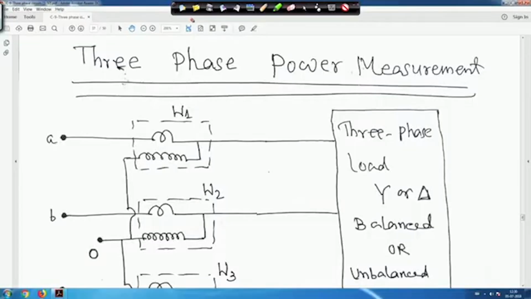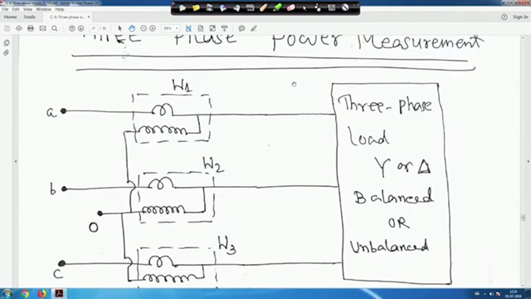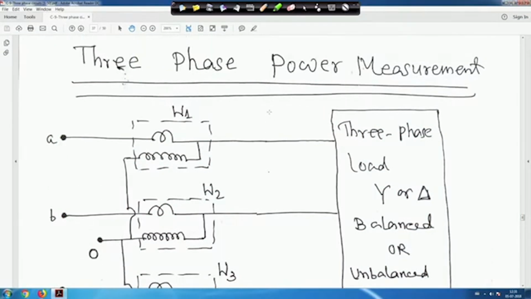Okay, we are back again. So, three phase power measurement, right? In this case, for three phase power measurement we basically use the two wattmeter method.